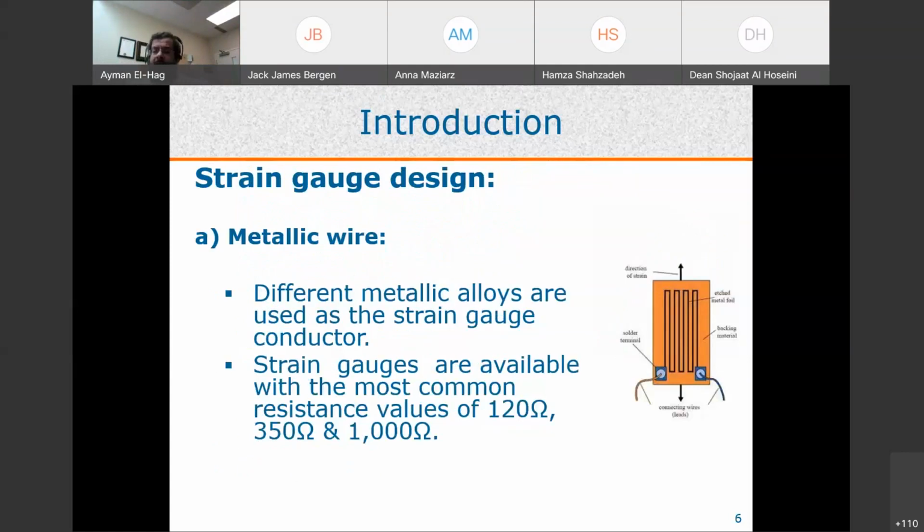So what is it composed of? It's composed of two main things. First, the metallic wire. You see here these are the two terminals, and here we have the wire. You can see here the wire goes all the way around. And the strain gauge, this wire, if you measure its resistance, it has a standard resistance value of 120 ohm, 350 ohm, and the one that is most commonly used is the 120 ohm.